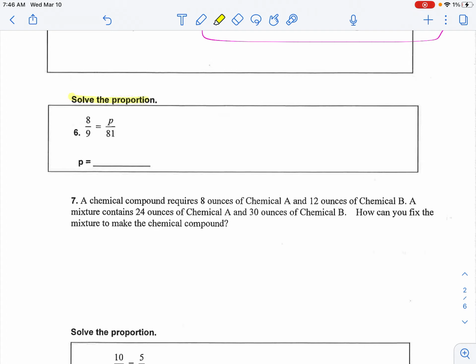All right, so these directions say to solve the proportion. So it does not specify how you have to solve it. So I quickly see that 9 times 9 is 81. So you're going to show me 8 times 9 is 72. P equals 72.